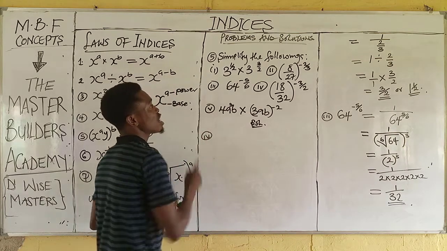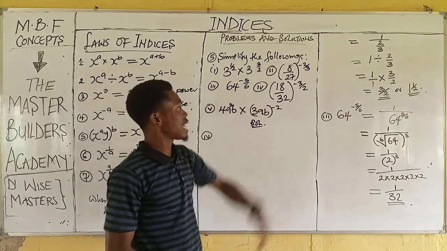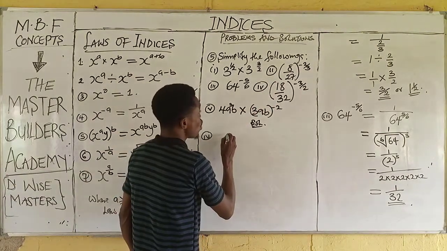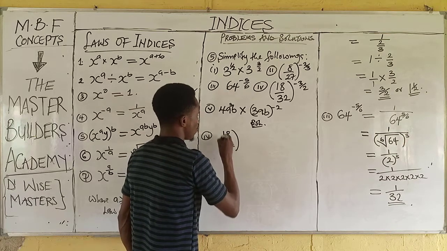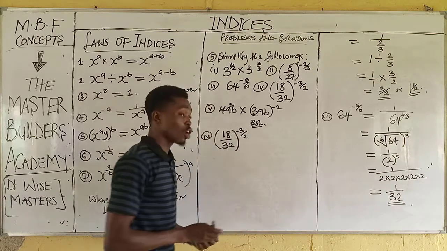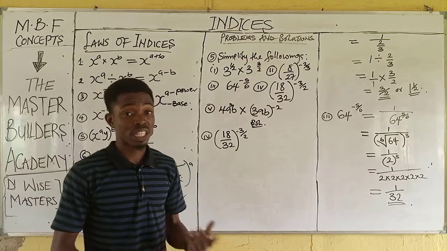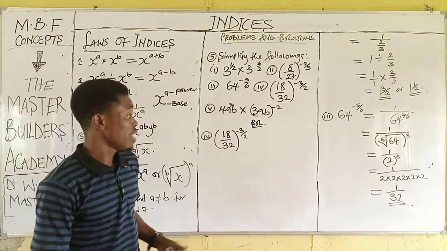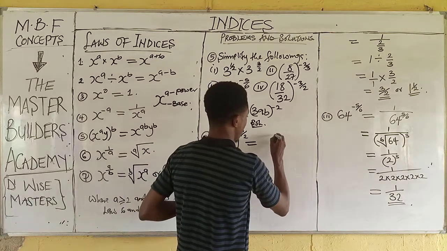And question number 4 is not different from question number 2 and 3. Question number 4 and this one, they are the same. Now, here we have 18 over 32 all raised to the power minus 3 over 2. A combination of law 4 and law 7. Numerator greater than 1 fraction. So first I will implement law 4, which will make this expression to be what?